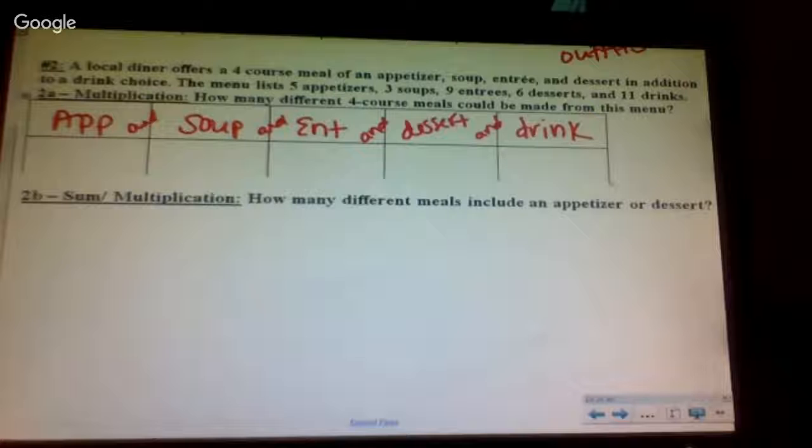Okay, so I have how many appetizers? 5. 3, and 9, 6.